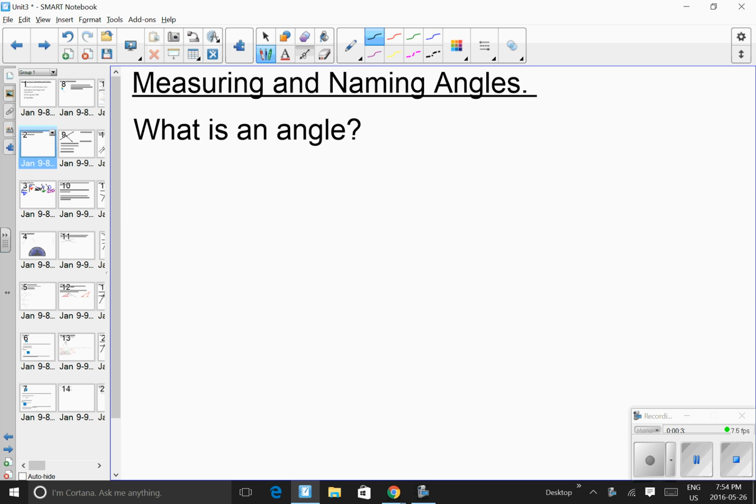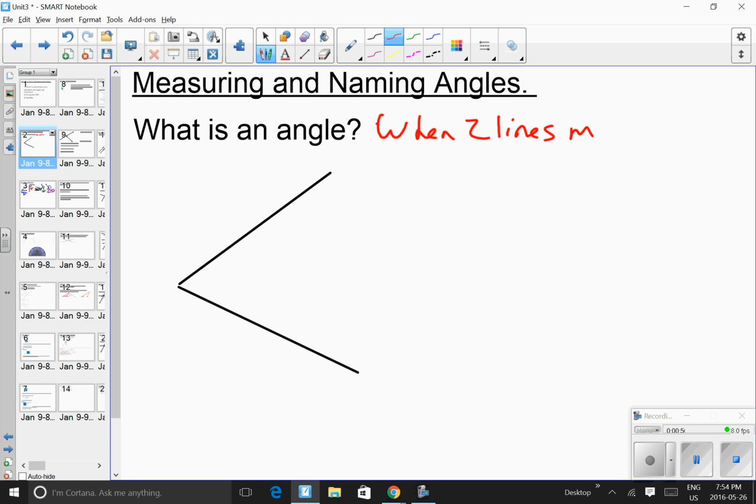So, a picture actually speaks better than words for this. So an angle is any time you have two lines meeting. Okay, so an angle is when two lines meet at a point. All right, and the measure of the angle is kind of how wide the alligator's mouth is. So that's the angle right there.